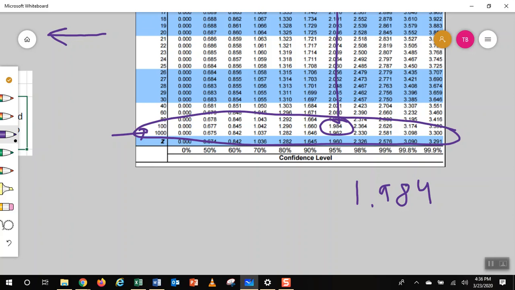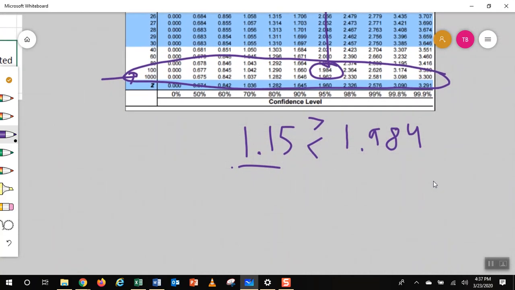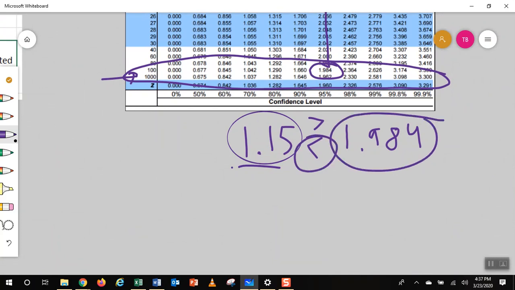The 1.984 is the number you found. The number we got from our formula is 1.15. Is this greater than or less than? The goal we're looking for is to make sure that the number we got is greater than the number we found.